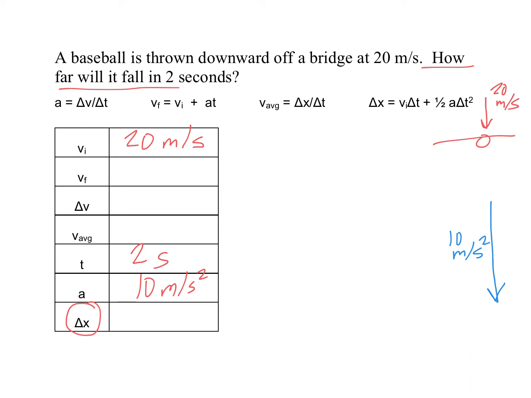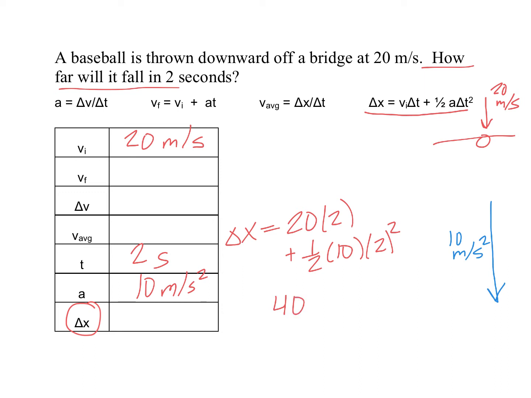The quickest way to get it is to use this equation here. So I will plug in delta x equals VI times t, so 20 times 2, plus 1/2 a times t squared. And so 20 times 2 is 40. And then 1/2 times 10 times 2 squared is 4, times 10 is 40, times 1/2 is 20. So I get delta x equals 60 meters.